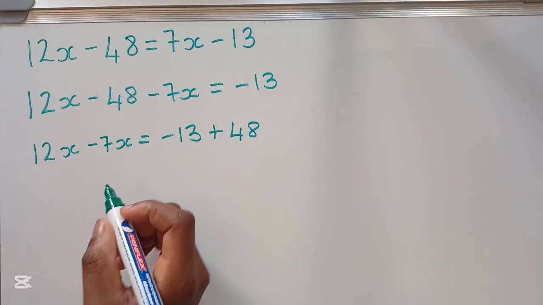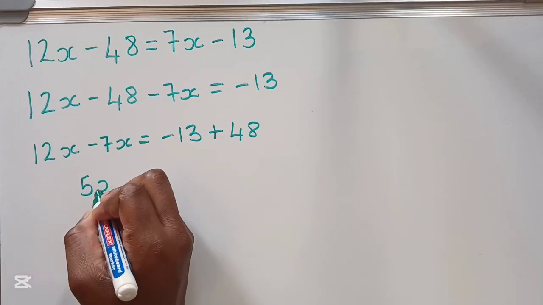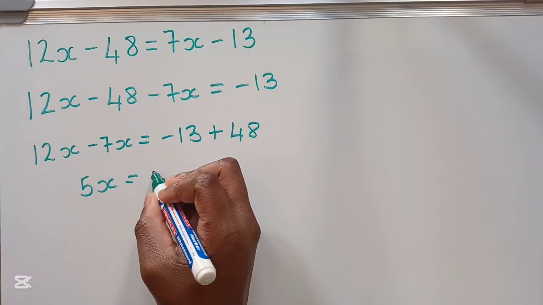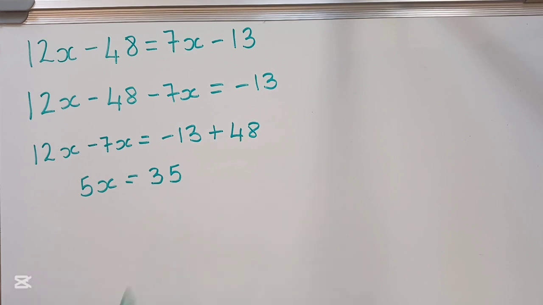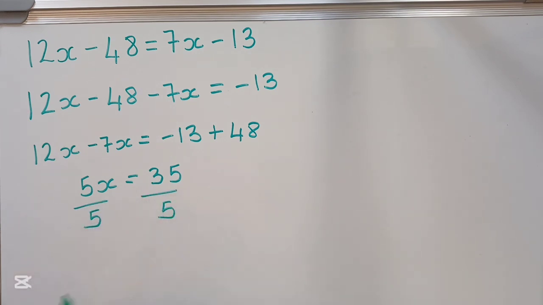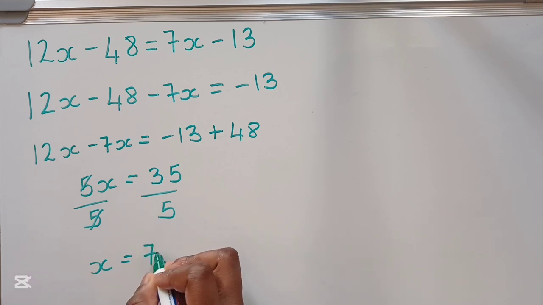12 minus 7 will give you 5x. We can solve that because they are like terms. We can also solve negative 13 plus 48, which will give you 35. Now, we still have to isolate this variable, so we divide both sides by 5. These two cancel out because they are the same. Then you have x equals 35 divided by 5, which will give you 7.